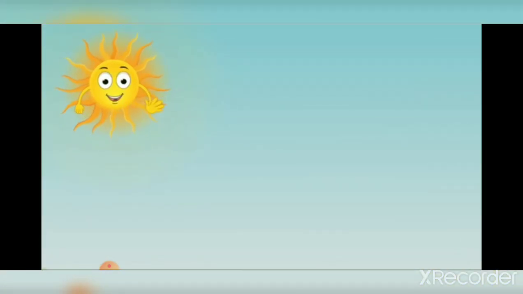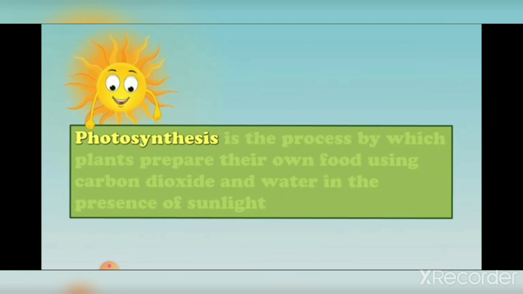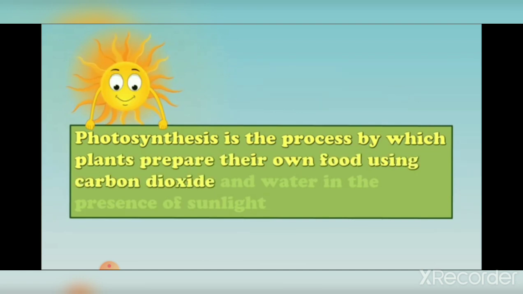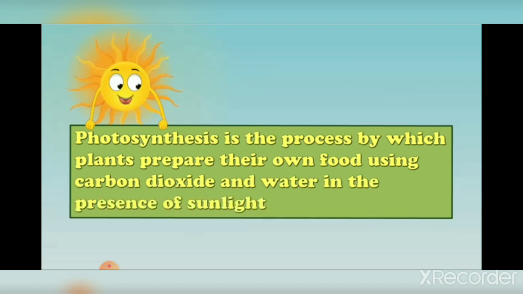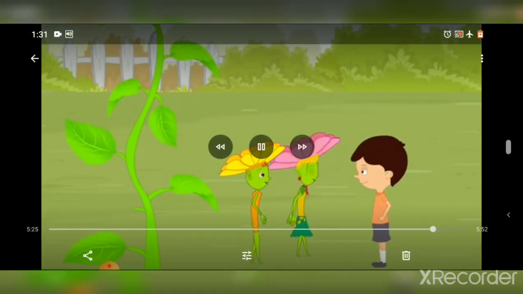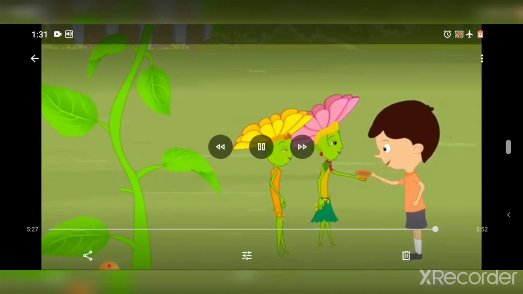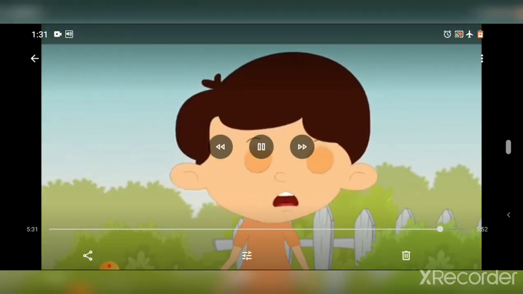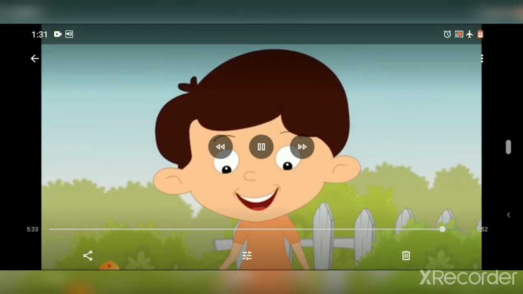So this is the process of the plant for making its own food, with the use of carbon dioxide, which means air, and water and sunlight. So now the boy goes back to his home and says bye to you.